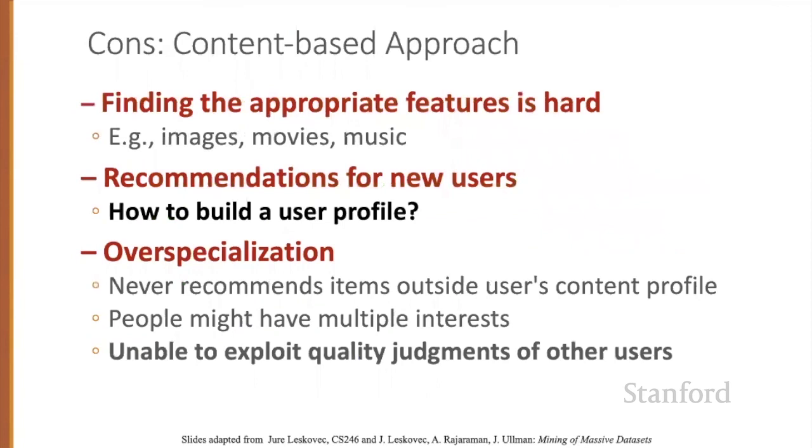On the other hand, the content-based approach requires that we come up with the features. That's hard. And we do have a new user problem. We have to build a profile for a new user. The content-based approach also can give very non-diverse suggestions. We never recommend items outside the user's content profile. And related to this problem, the content-based approach is unable to exploit the quality judgments of other users, something that the collaborative filtering approach is designed for.